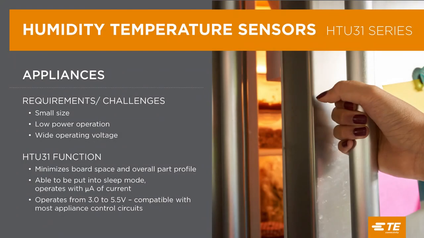Another application that is well suited for the HTU31 is for appliances such as refrigerators, humidifiers and dehumidifiers. The tiny footprint of the HTU31 minimizes board real estate and its low power consumption, and the ability to utilize sleep mode operation makes it suited for battery-powered applications and anywhere where power usage is important. Also, its wide operating voltage from 3.0 volts to 5.5 volts makes it compatible with most typical appliance control circuits.